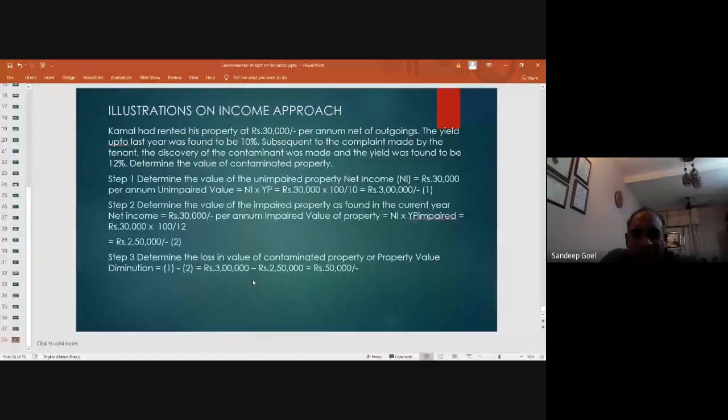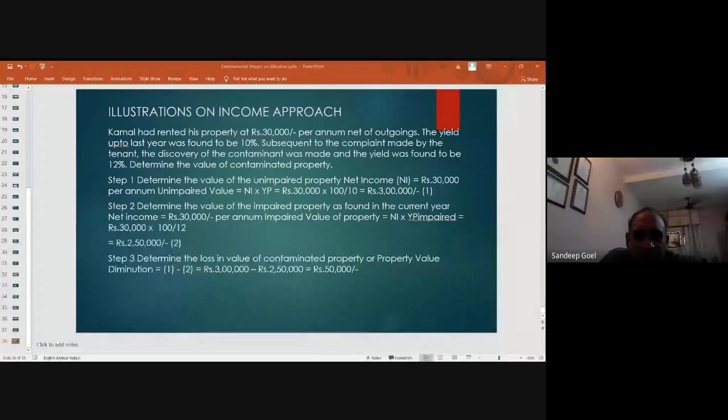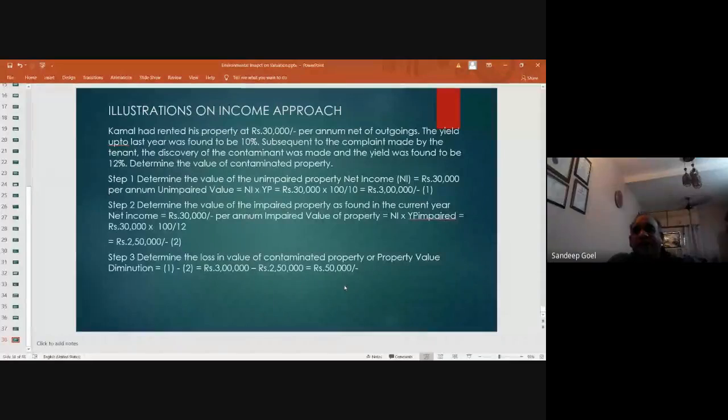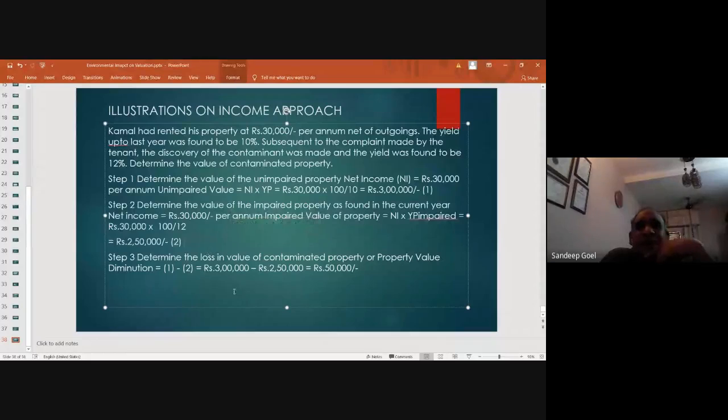Everybody is now able to see the screen? Yes, sir, we can see the last slide. Suddenly the network dropped. Okay, no problem. Meanwhile, we could give the complete feedback also, as directed by our coordinator. You can go ahead, sir. Please continue.